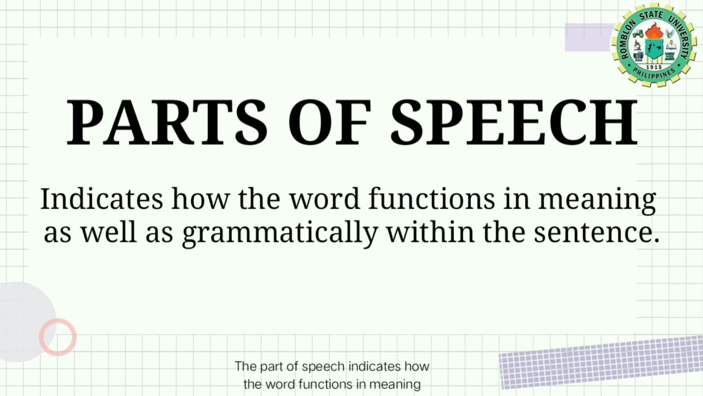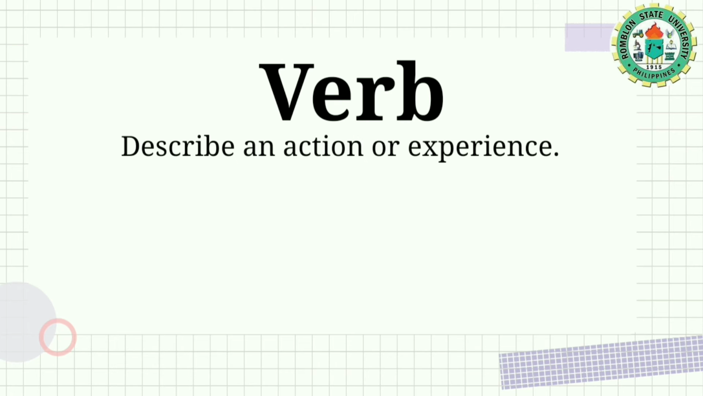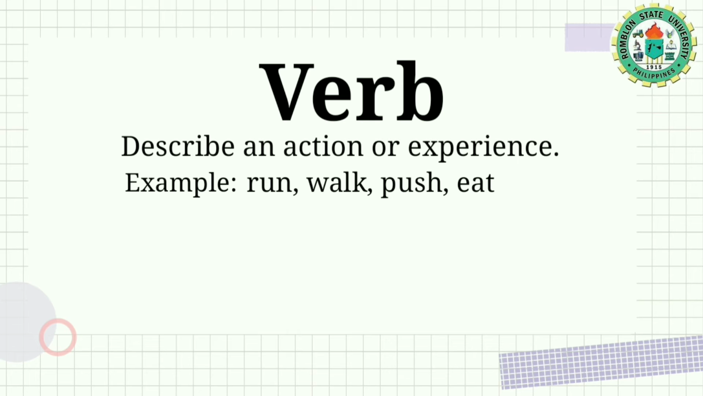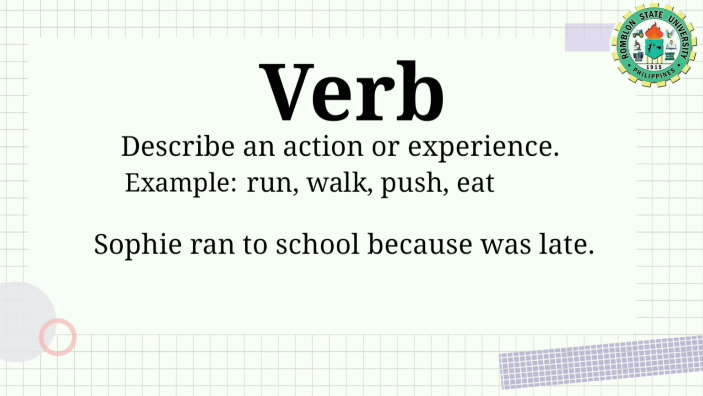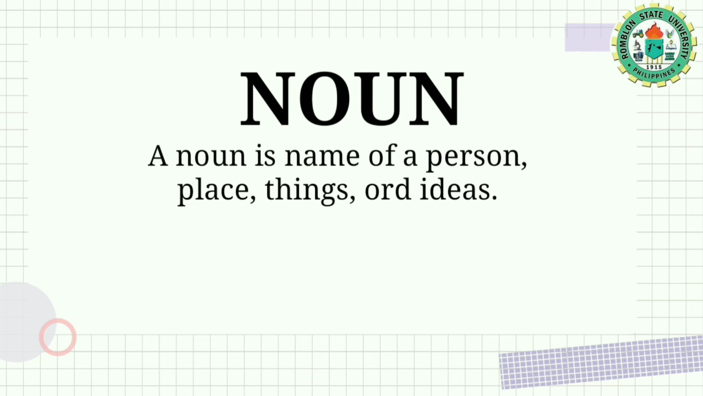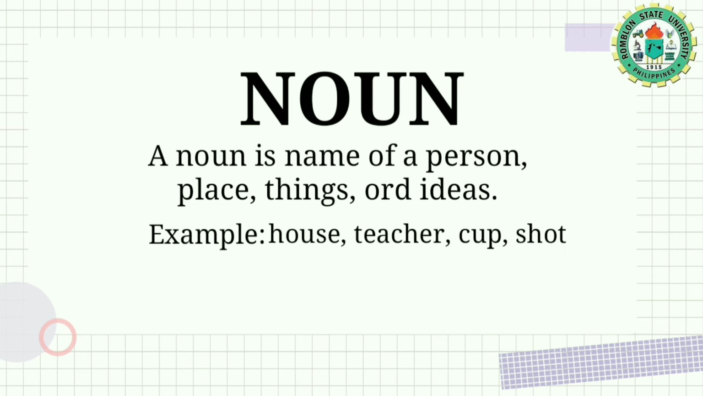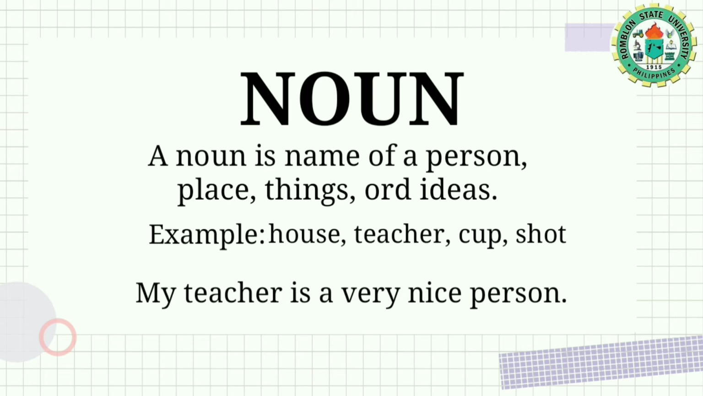The part of speech indicates how the word functions in meaning as well as grammatically within the sentence. Verb. A verb describes an action or experience. For example, run, walk, push, eat. Sophie ran to school because she was late. The verb in the sentence is ran. Noun. A noun is the name of a person, place, thing, or idea. For example, house, teacher, cup, shop. My teacher is a very nice person. The noun in the sentence is teacher.